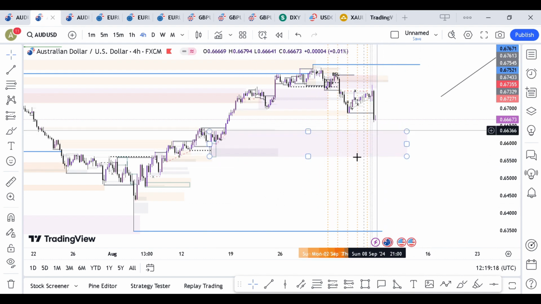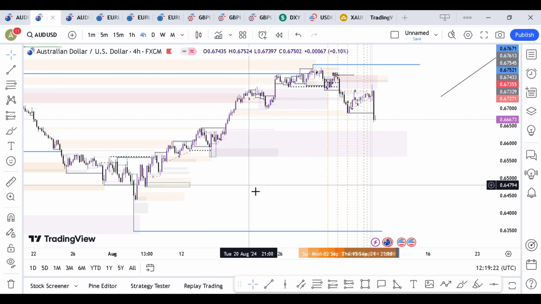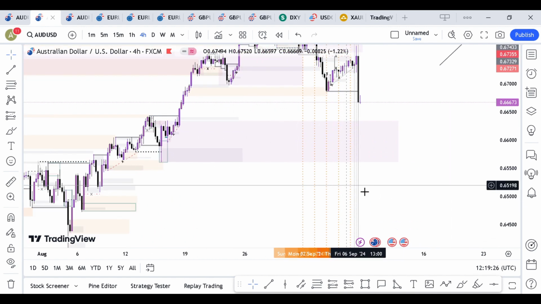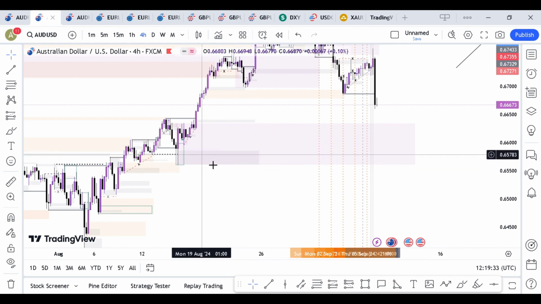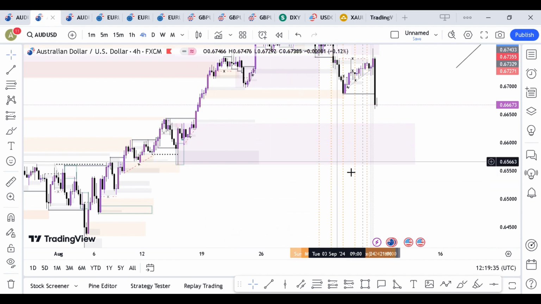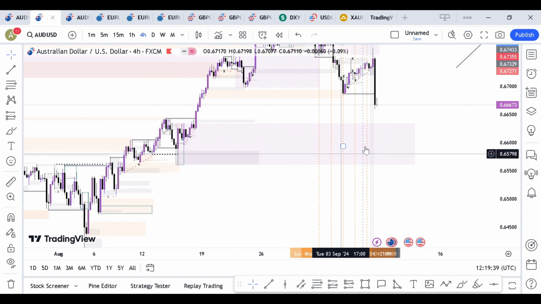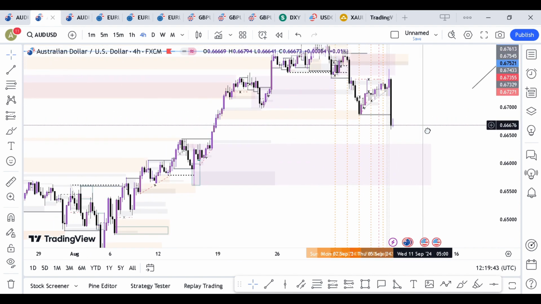It happens to be our daily demand, and I don't see any 4-hour demand nested inside, although there's this one which I haven't actually drawn across, but I don't feel it's that strong. I just expect some reaction when price comes down to this demand coming in next week, possibly. So that's what is happening on the 4-hour.